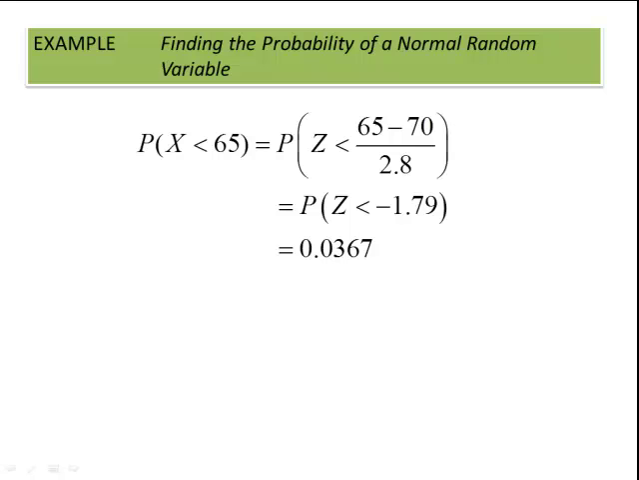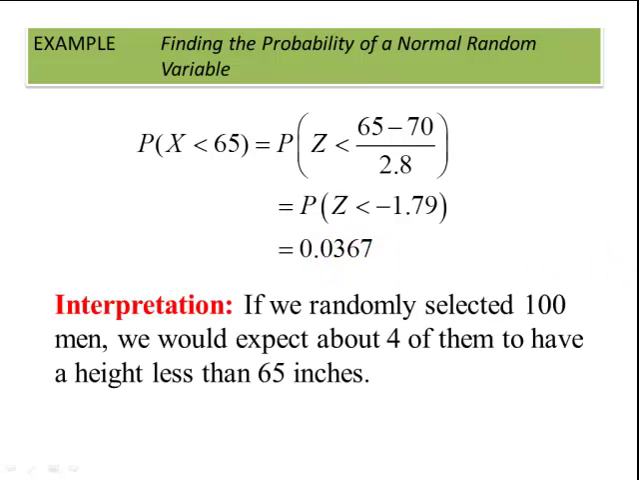Our next step is change our random variable to our z-score. So we're going to take x minus the mean divided by the standard deviation, and we end up with a z-score of a negative 1.79. Looking up a negative 1.79 in table 5 yields this probability, 0.0367. So the interpretation of this, if we randomly select 100 men, we'd expect about 4 of them to have a height less than 65 inches.